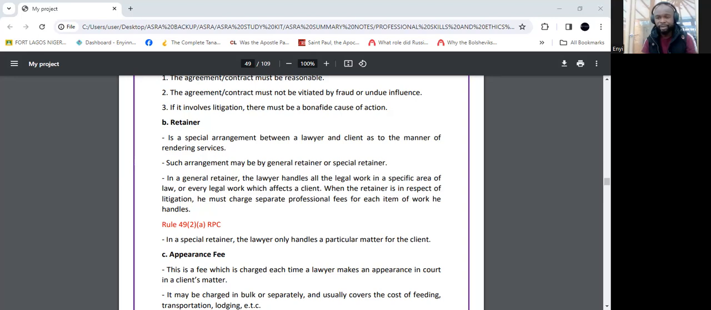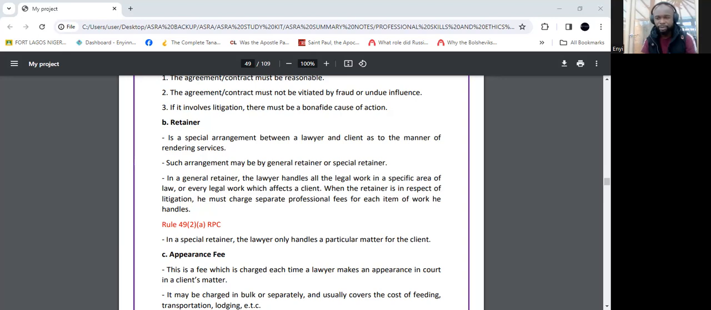whereas with a special retainer, the work to be done is in a specific area or a specific transaction. So for a special retainer, you could have the client retain the lawyer just for the purpose of a property acquisition, and that's all. And after the acquisition is done, that retainer is also exhausted. So that's the difference between a general and a special retainer.